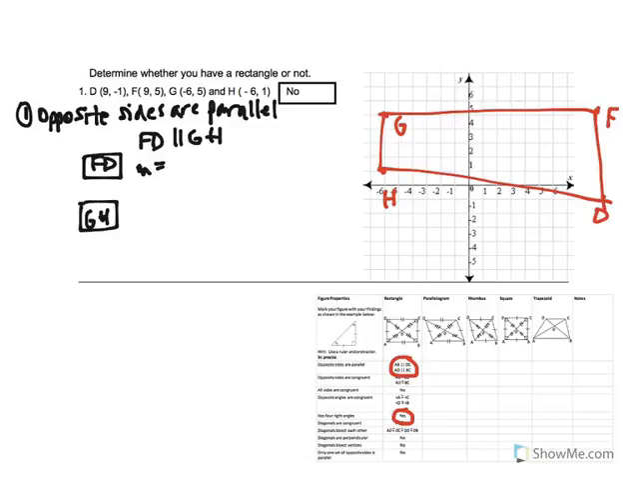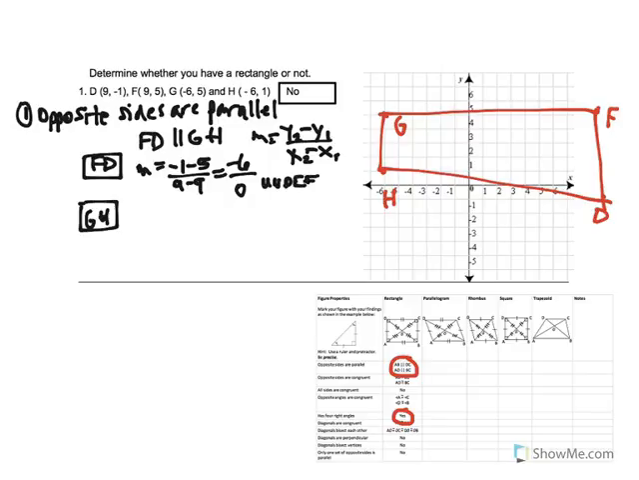So the slope of line FD, we have -1 minus 5 over 9 minus 9. I'll put the formula here. M equals the change in y over the change in x. Okay? So we have -1 minus 5 over 9 minus 9. We get -6 over 0. Now remember, we can never divide by 0. So this slope is going to be undefined.